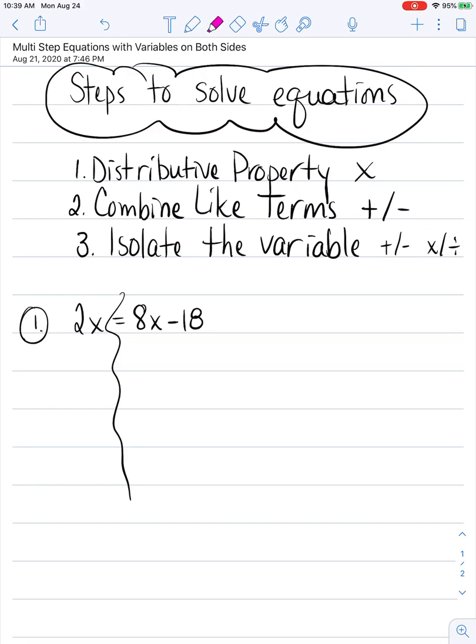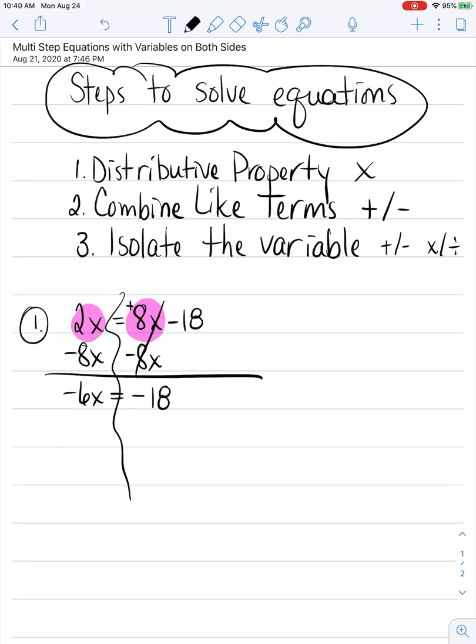Well, in this case, I notice there are variables on both sides. So to move that across, we either have to add or subtract. I personally like my letters on the left. It's just cleaner to me, so that's what you'll see me do. Other teachers do other things, but I like my letters on the left. So the opposite of plus 8x is to subtract 8x from both sides. And when I do that, 2x minus 8x is negative 6x equals negative 18.